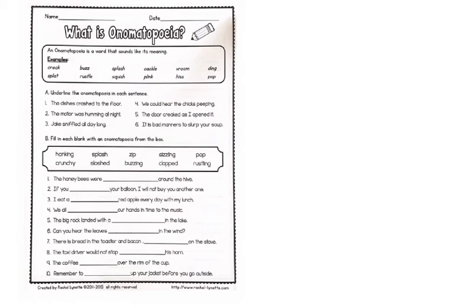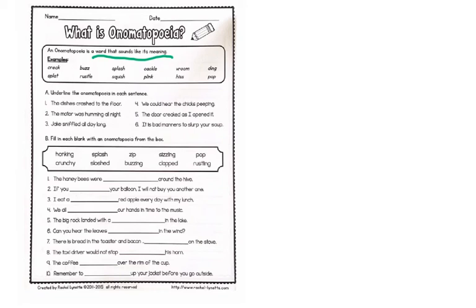Some examples of onomatopoeias, which are words that sound like their meanings, are creak, splat, buzz, rustle, splash, squish, cackle, plink, vroom, hiss, ding, and pop. So for part A, numbers 1 through 6, all you're doing is underlining the onomatopoeia in each sentence.